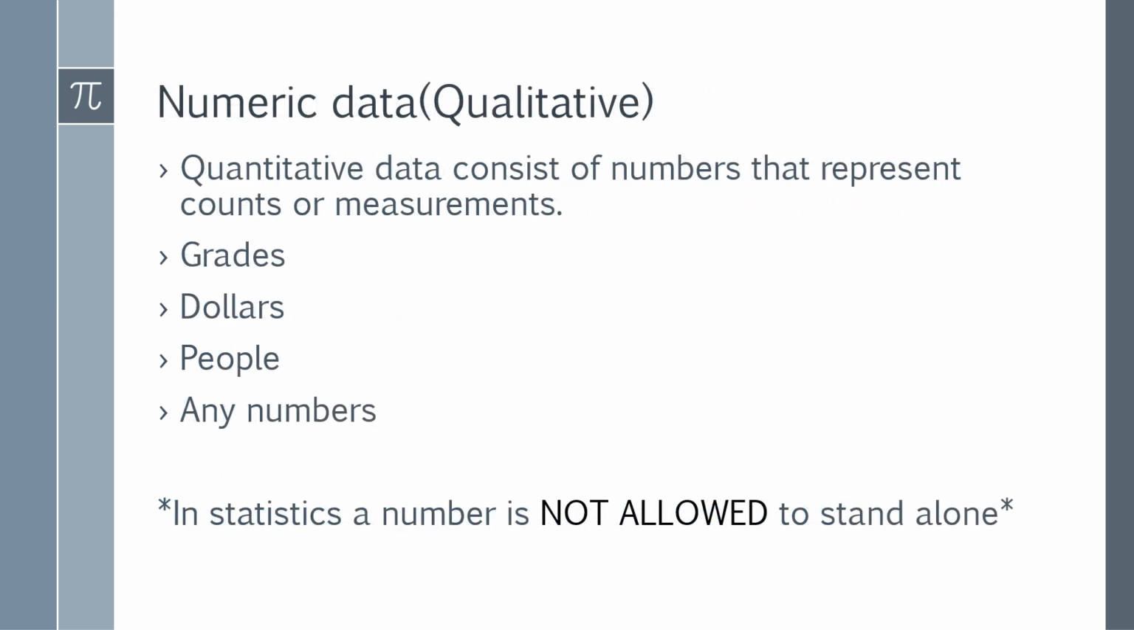Numeric data, quantitative. Quantitative data consists of numbers that represent counts or measurements. So grades, dollars, people, anything that has a number, that's numeric data.